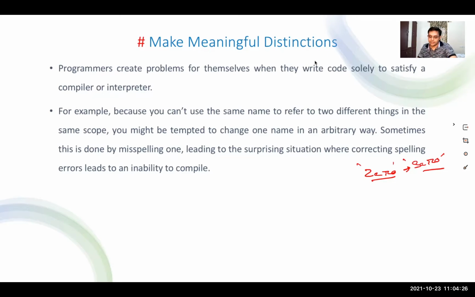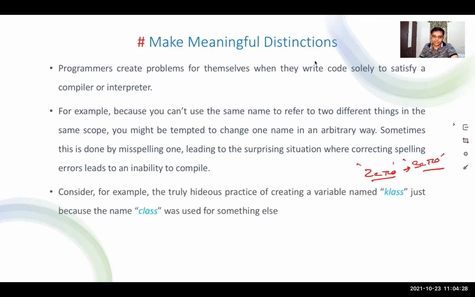Like I have said, I cannot use a class. Maybe this class is a keyword. In most of the languages I cannot use it, or somebody has already used that thing, whatever the reasons. So what I will do, I'll use klass. So the compiler is happy, or the interpreter is happy. Why? This is a legitimate name and there is nothing wrong.